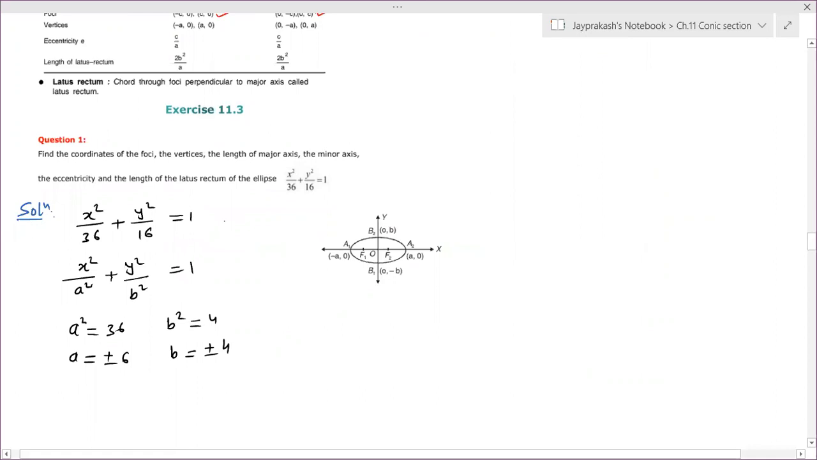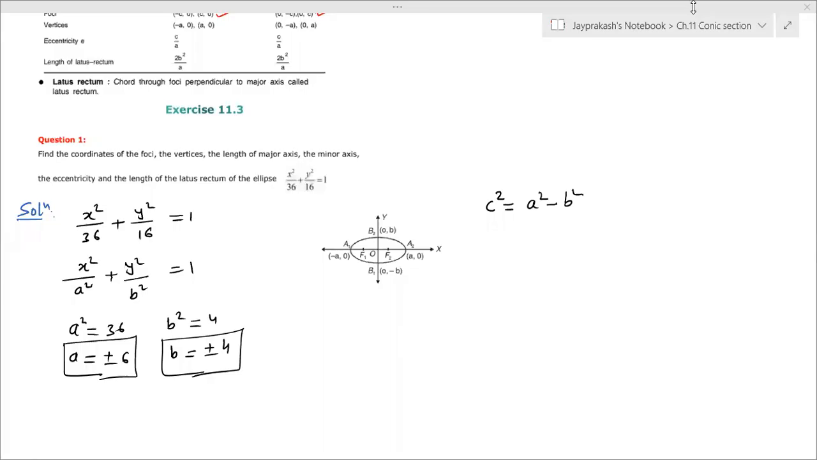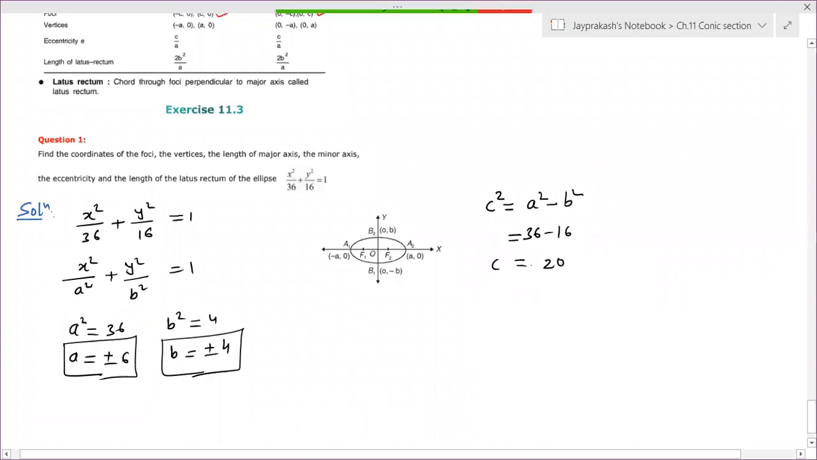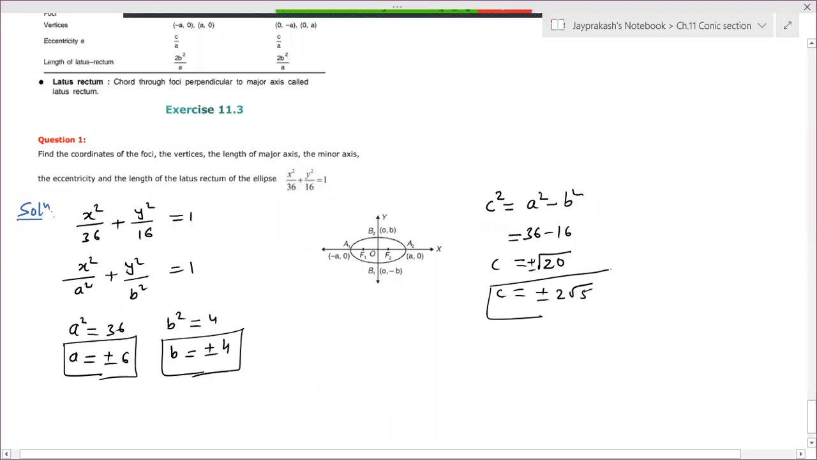Now we have to find the foci. To find the foci, first we have to calculate c. The relation between c and a, b is that c square equals a square minus b square. So we have 36 minus 16, which is 20. So c is equal to plus minus square root of 20. So 4 5s are 20, so plus minus 2 root 5. This is the value of c.